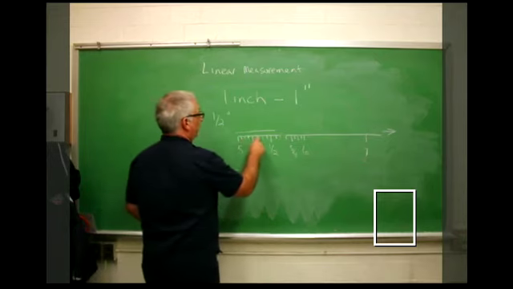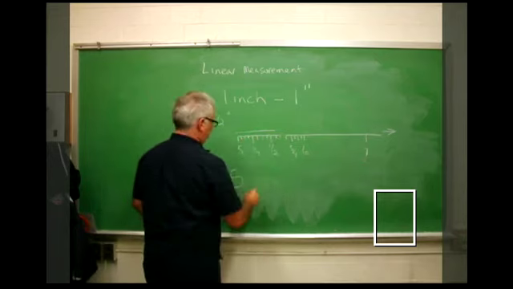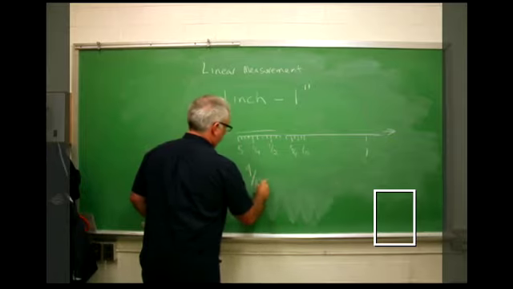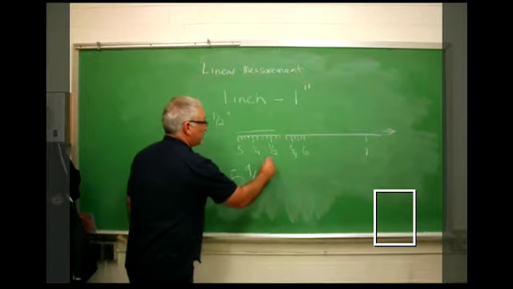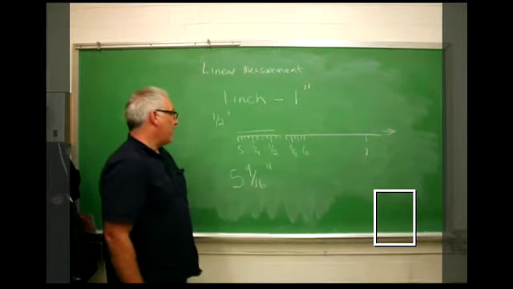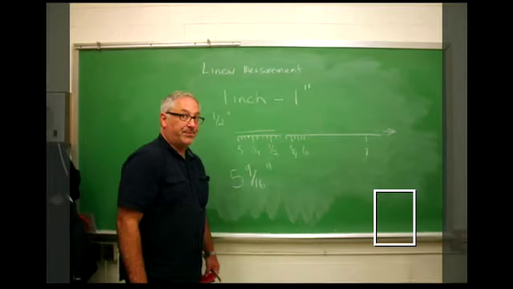1, 2, 3, 4, 5, 6, 7, 8, 9 sixteenths. Just doing a quick check, I can't divide 9 by 2, so this is in lowest terms. So this measurement becomes 5 and 9 sixteenths inches.